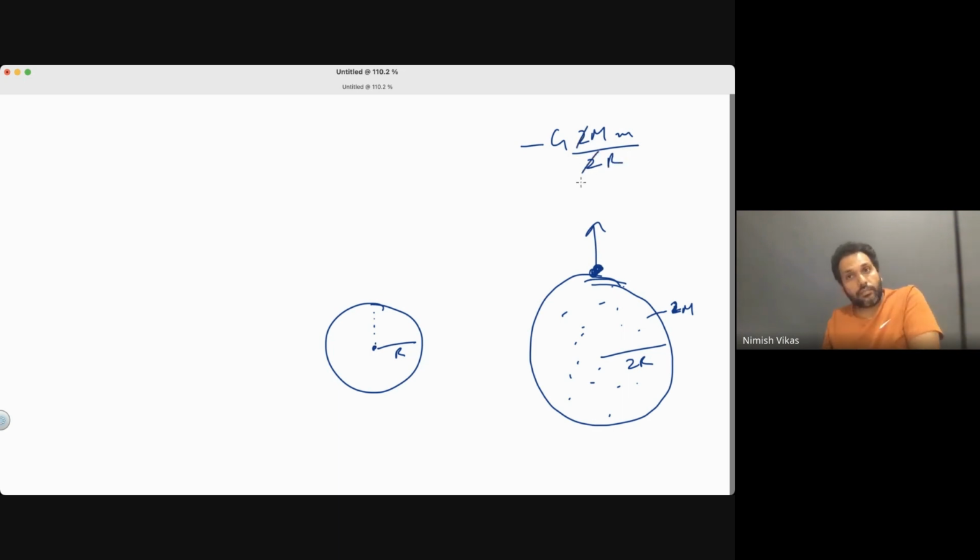So even with double the mass, if you are this much away, it is the same as with half the mass you were this much away.